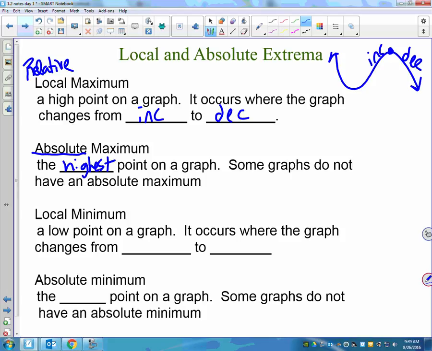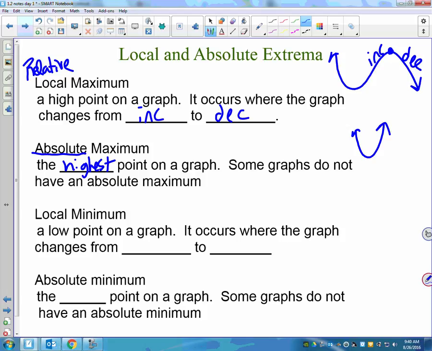Do all graphs have an absolute maximum? Give me an example of one that doesn't. A straight line doesn't. A parabola that opens up doesn't, right? It goes up forever, so there is no highest point. So not all graphs have an absolute maximum. Most graphs have at least a local one, right? I mean, we could argue for a straight line the whole graph's a maximum, I don't know. If it doesn't change, we could say it doesn't change.